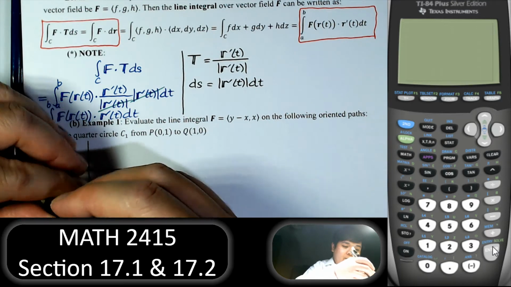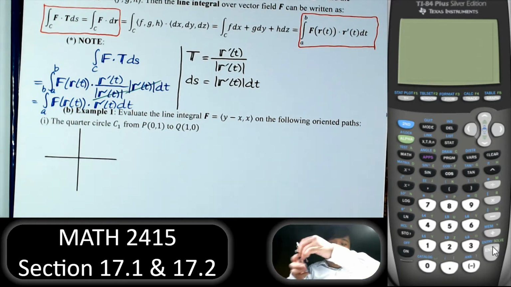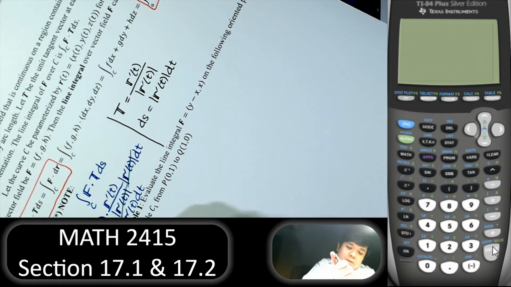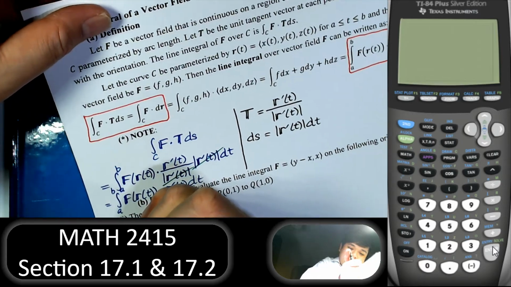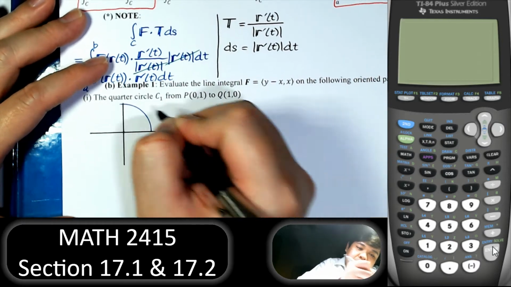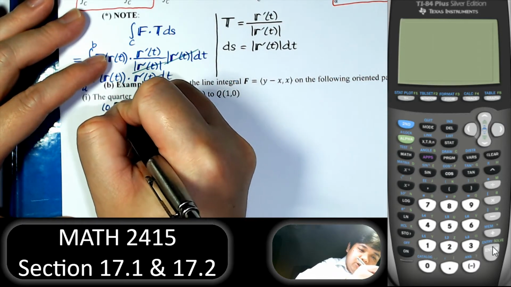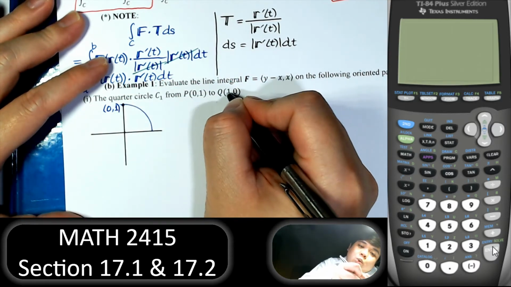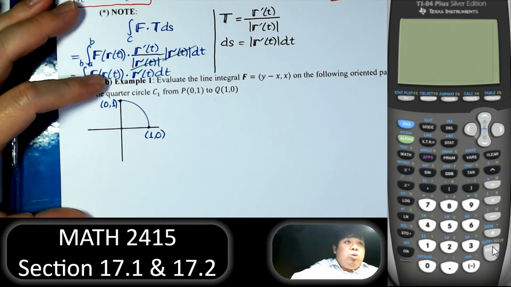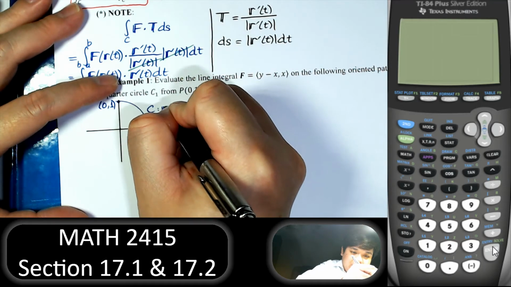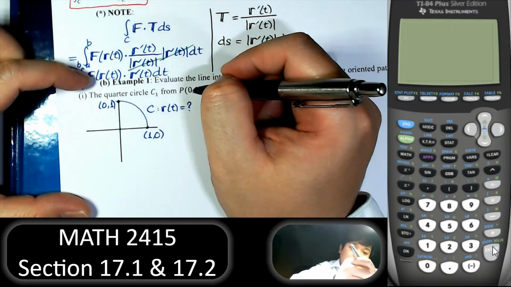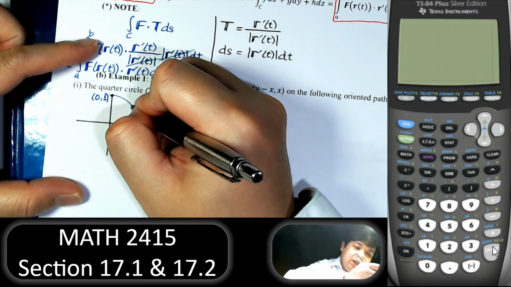And we want the curve, a part of the quarter circle from (0, 1) to (1, 0). So what is C equal to? That's what we need to determine. By the way, if we go from this point (0, 1) to (1, 0), it goes clockwise.